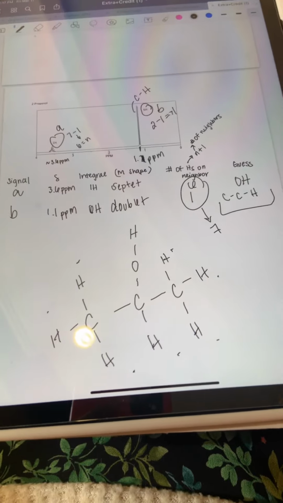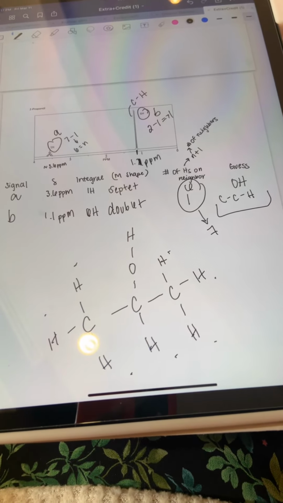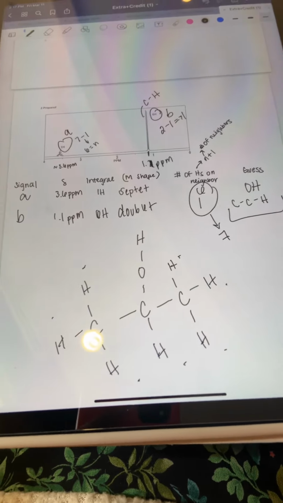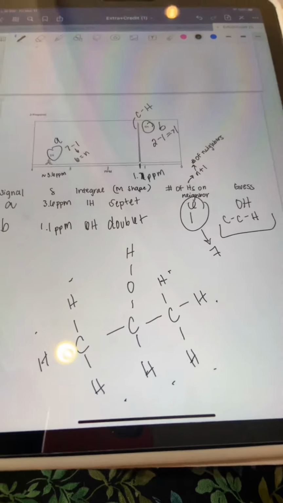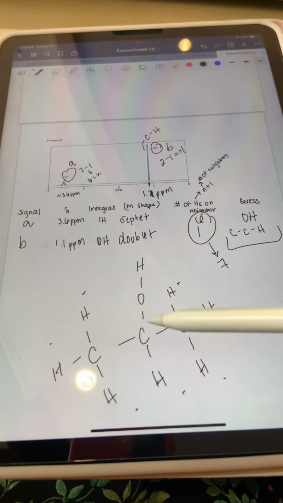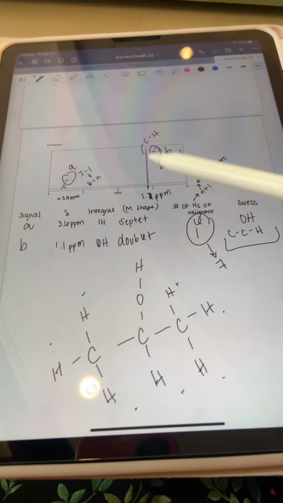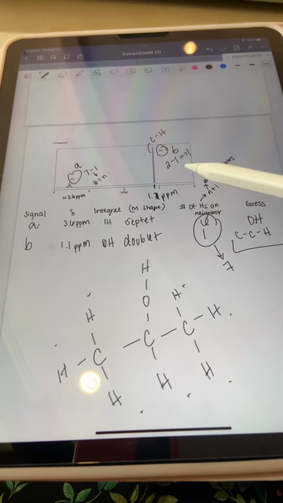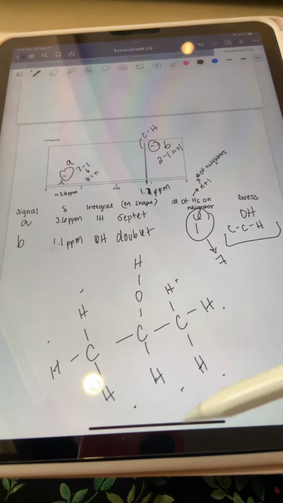And basically that is a brief discussion of 2-propanol. And now what you can do is take this molecule and make sure that all the ppm spikes in the NMR correspond to the molecule and its structure.